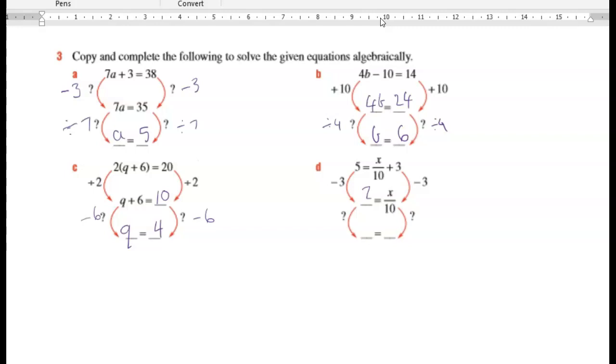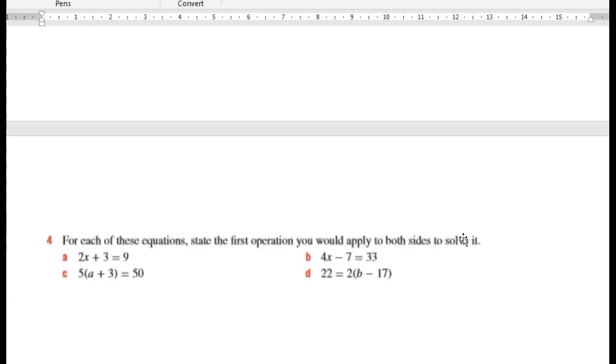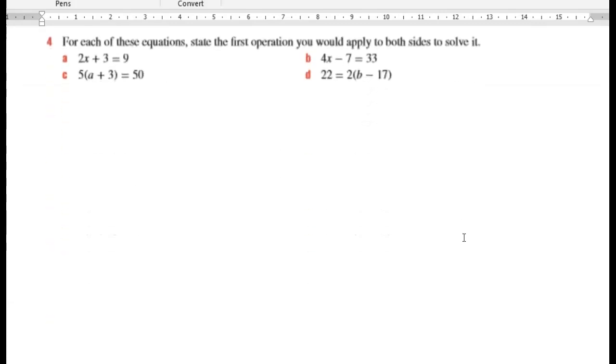And then we want to get rid of this 10. So we're going to multiply both sides by 10. So x over 10 times 10 leaves you with x, and then 2 times 10 gives you 20. Okay, so 20 equals x, or x equals 20, same thing. All right, question 4.